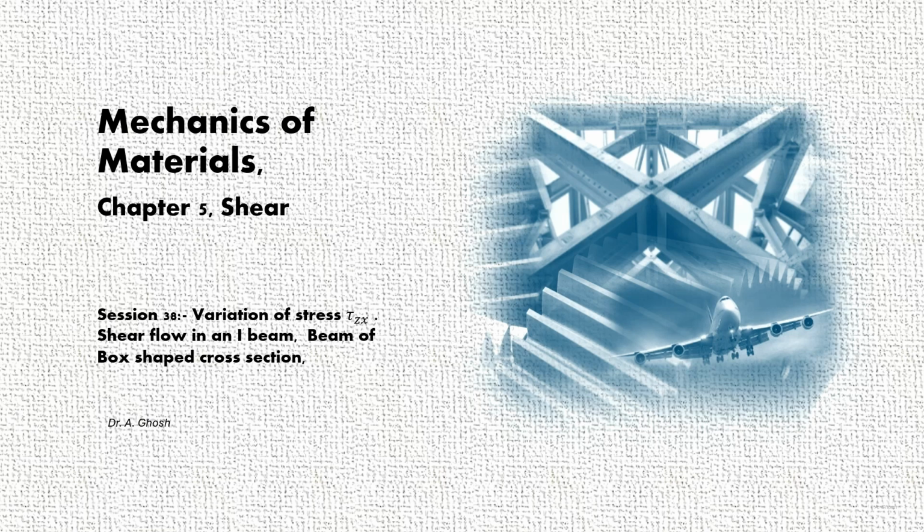We are in chapter 5 where we are discussing shear stress. This is the second session involving shear stress and the 38th session overall. Here we discuss the variation of the stress tau Zx. We discuss shear flow in an I-beam and also in a beam of box-shaped cross-section.